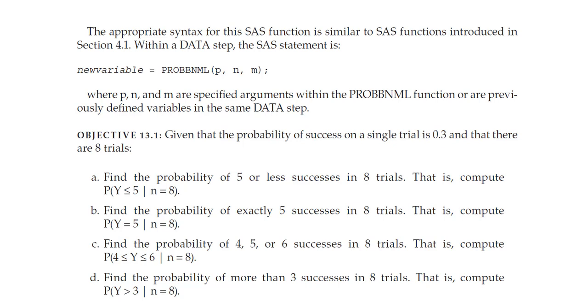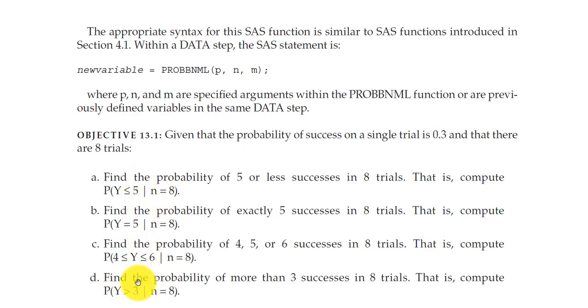Find the probability of 5 or less successes in the 8 trials. So y less than or equal to 5 is in the probability statement here. Find the probability that exactly 5 successes in 8 trials occur. Then we have an interval, 4, 5, or 6, so that would include the endpoints. And the probability of more than 3 successes in 8 trials, so more than does not include 3 here.